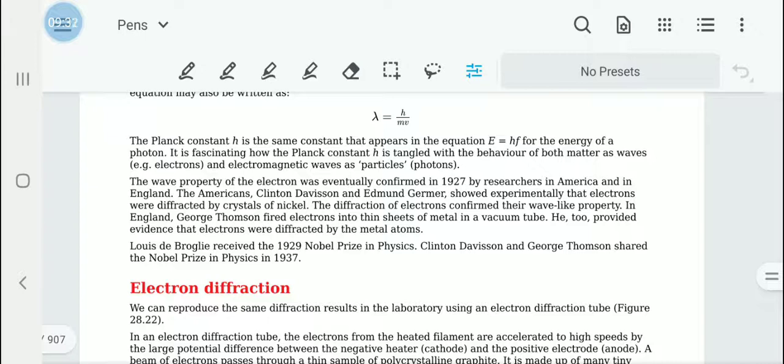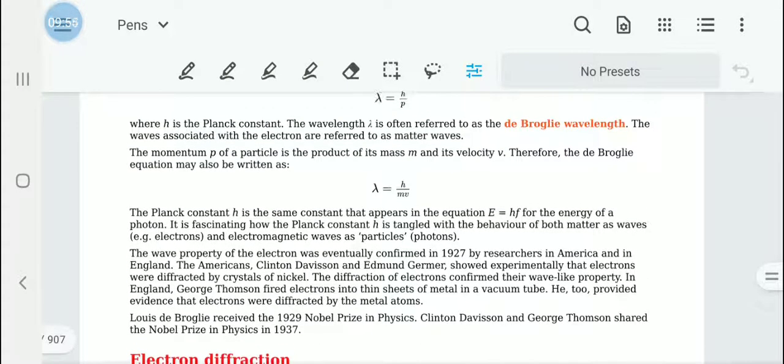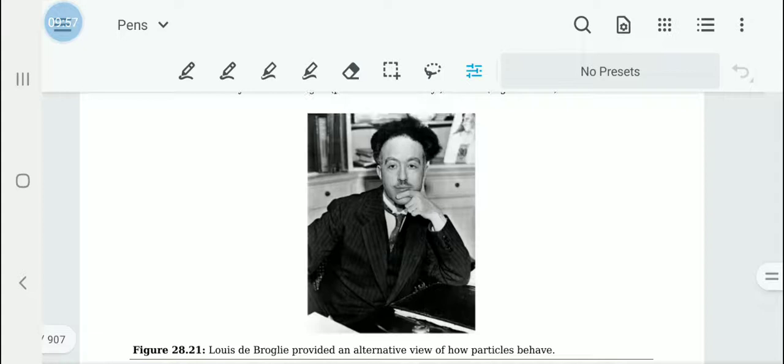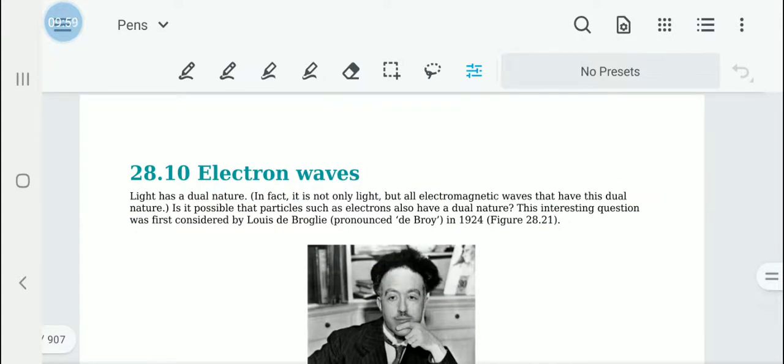Then the wave property of the electron was proven experimentally by different scientists who won Nobel Prizes for those discoveries. Write down a note.